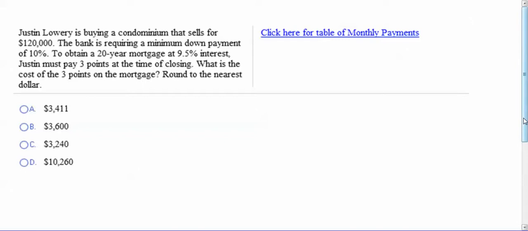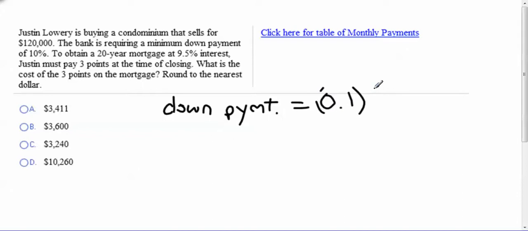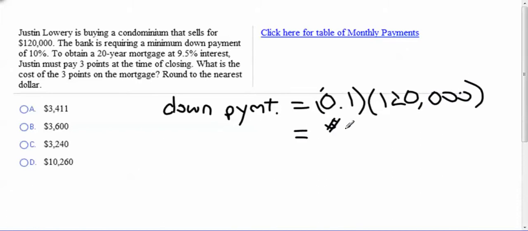So he's buying a condo for $120,000, and the bank wants him to put 10% cash down. So let's first find his down payment. To calculate his down payment, all we're doing is taking 10%. As a decimal, that's 0.1, 1/10. And we're multiplying that by $120,000. So his down payment will be $12,000. So that's what he's writing the check for at the beginning.